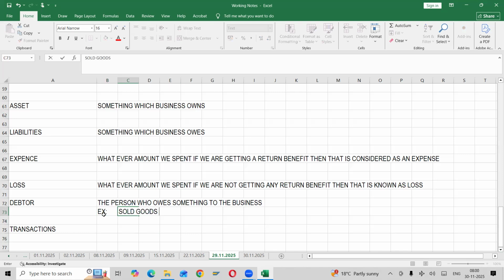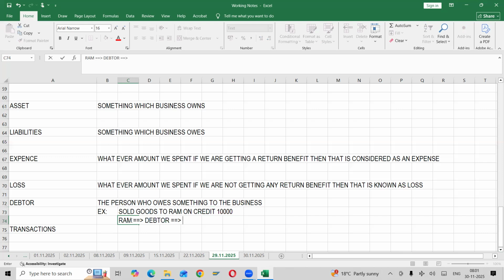Sold goods to Ram on credit, 10,000. So what we did, we have sold some goods to Ram on a credit basis, and he said that he is going to pay after a month or 2 months or 3 months, right? So 10,000 worth. Clear? Then who needs to pay us? Ram. Then Ram is considered as a debtor to us.